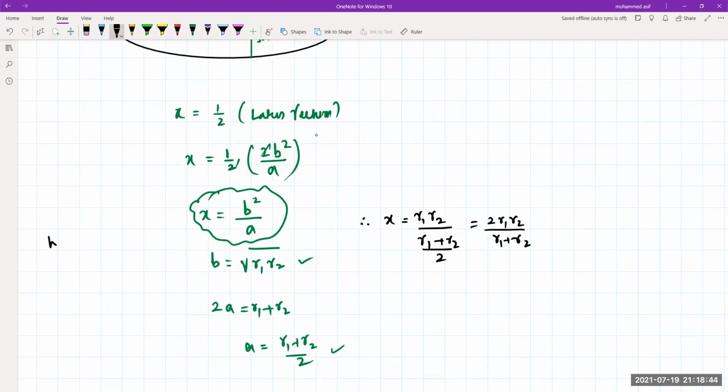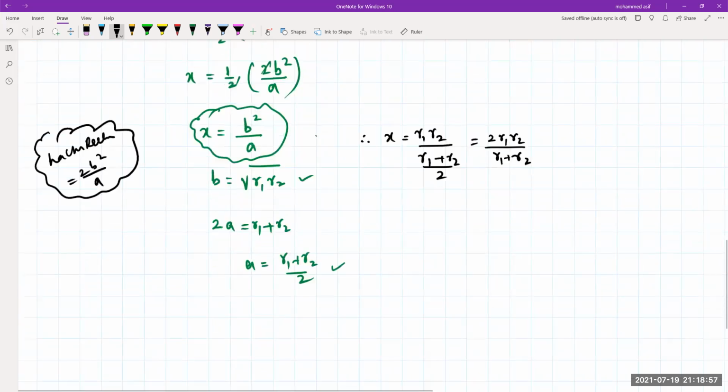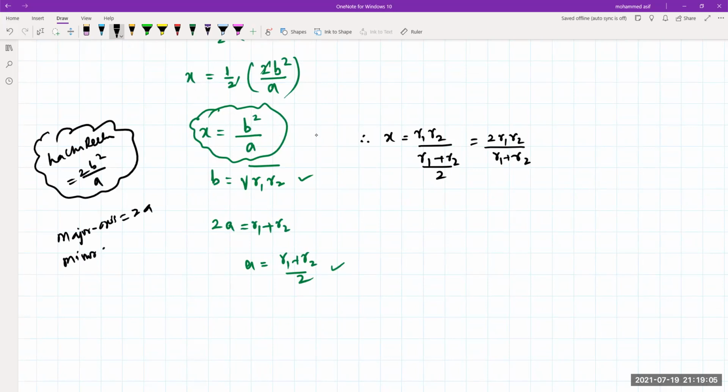Wait, I'll write here right now. See, latus rectum will be equal to 2 into B square by A. So major axis will be 2A, minor axis will be equal to 2B. Major axis will be equal to 2A and minor axis will be equal to 2B.